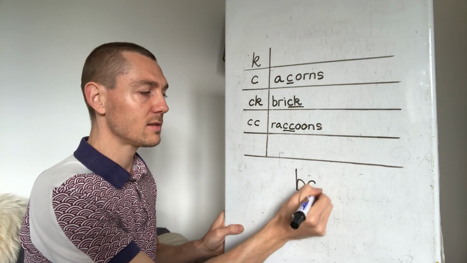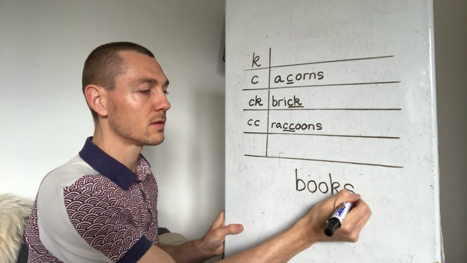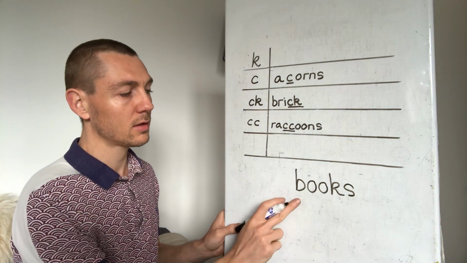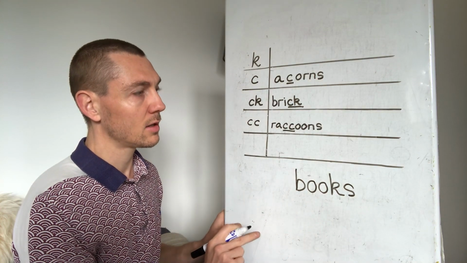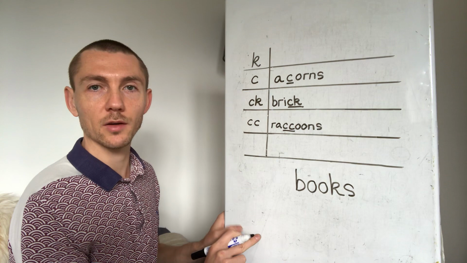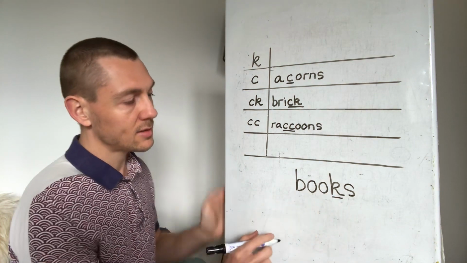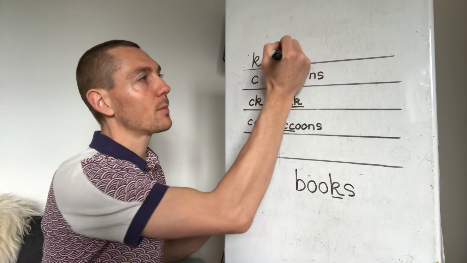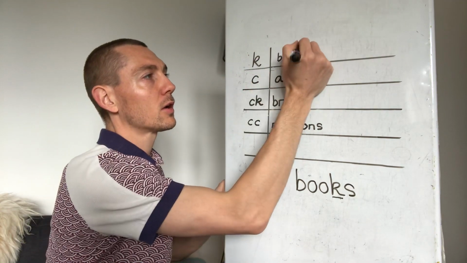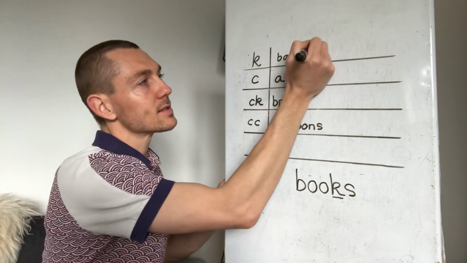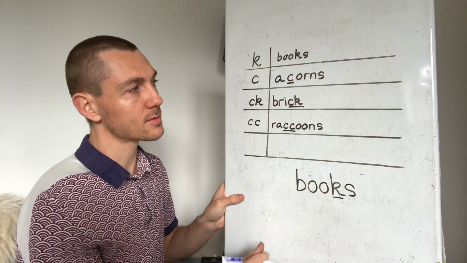The next word is 1, 2, 3, books. And I think we have got that spelling of k already. It's the k spelling, isn't it? So we say the sounds and we write the word. B, oo, k, s, books. Books.